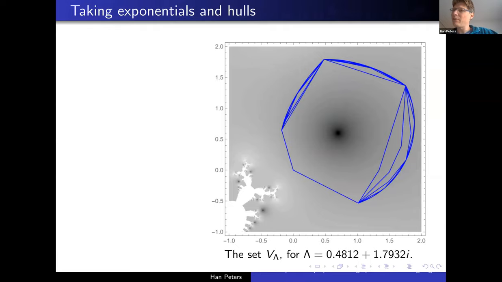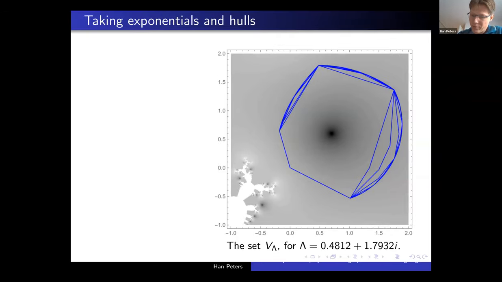This is an example here. In the background, I've drawn something that resembles the attracting basin of a function lambda e to the power minus z, for, well, I've given the lambda there. It's a parameter value lambda for which we have an attracting fixed point. So in shades of gray, I've drawn the basin of attraction, and in white is, well, a hint of where the Julia set is. And in blue, the blue set is what I'm interested in. It's called V lambda.